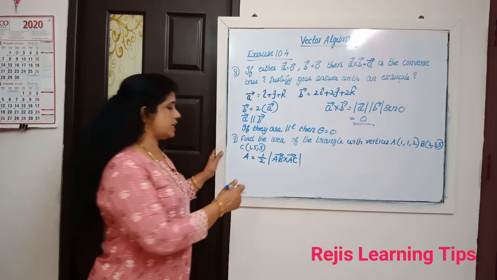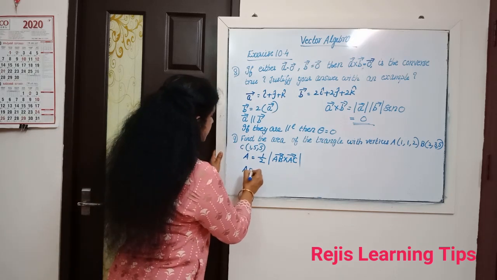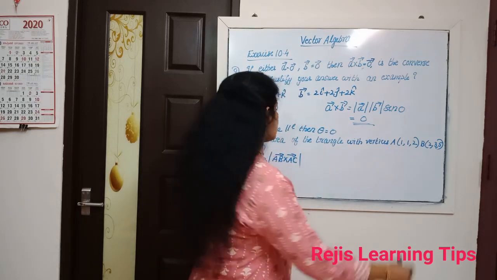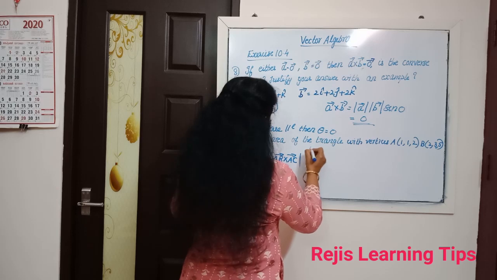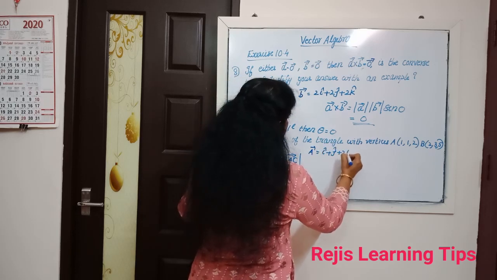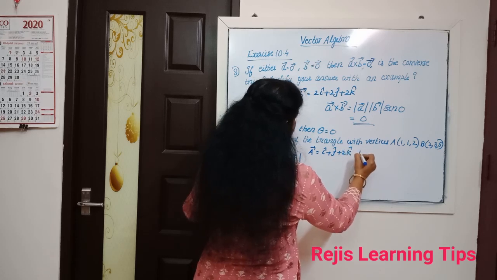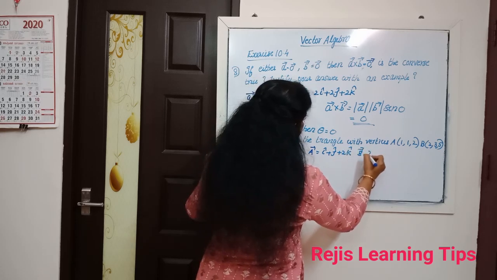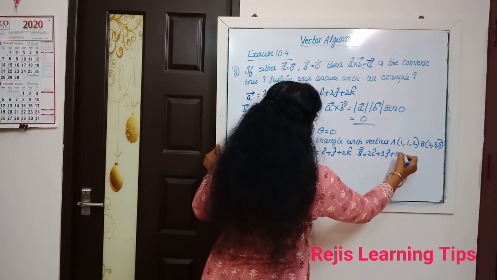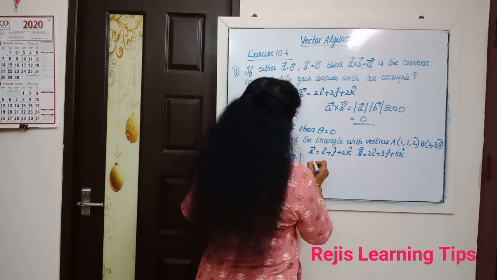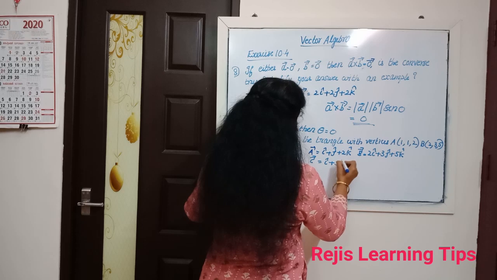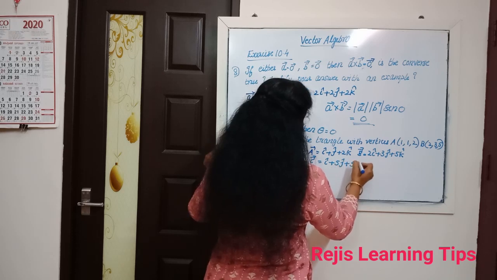First we should find AB. A is (1,1,2), so first we write vector A, that is equal to i cap plus j cap plus 2k cap. Then vector B is equal to 2i cap plus 3j cap plus 5k cap. Then vector C is equal to i cap plus 5j cap plus 5k cap.